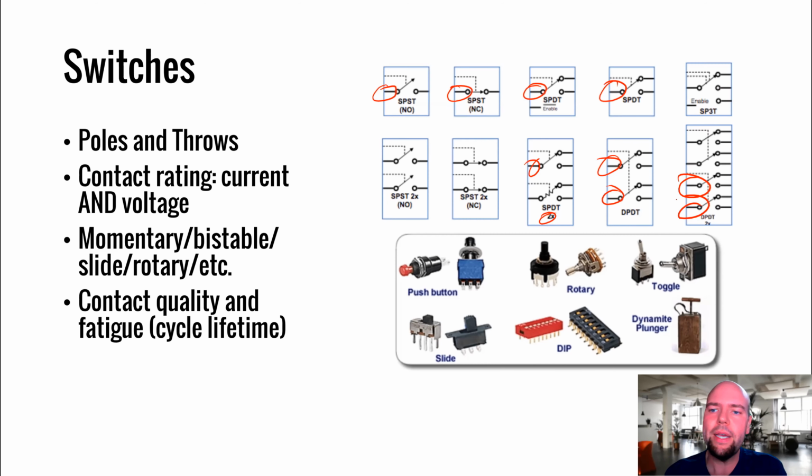And then there's throws. Throws basically refers to how many different conductors that switching event can switch between. So a single throw is basically just you're either connected to a wire or you're disconnected. A double throw is where you can switch between two different endpoints, essentially. There's also a triple throw, which is the switch can sort of switch in either direction or be in the middle.